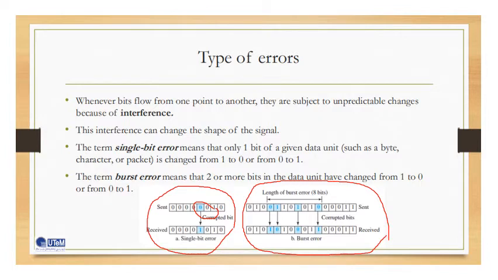So types of error can be divided into two. One is single bit error, where one bit is affected. If two or more bits are changed, we call it a burst error.